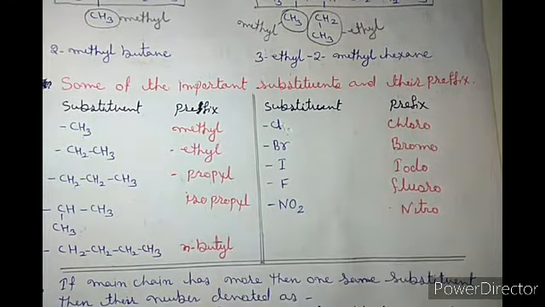Now if chlorine is attached, then it is called chloro. If bromine is attached, then it is called bromo. Iodine, iodo. Fluorine, fluoro. NO2, nitro. These are some common substituents. Okay.